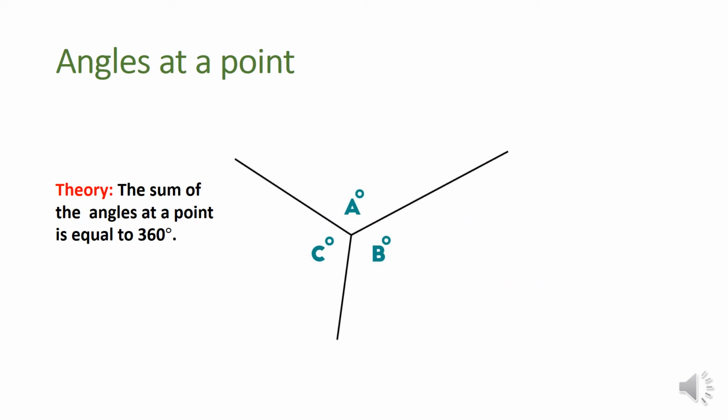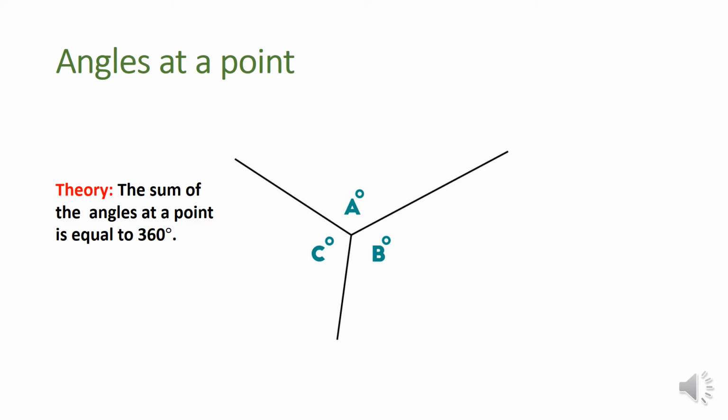Finally, we're going to be looking at angles at a point. The theory says that the sum of angles at a point is equal to 360 degrees. And this is very simple, because all the angles that are here, the sum of it must equal 360 degrees.